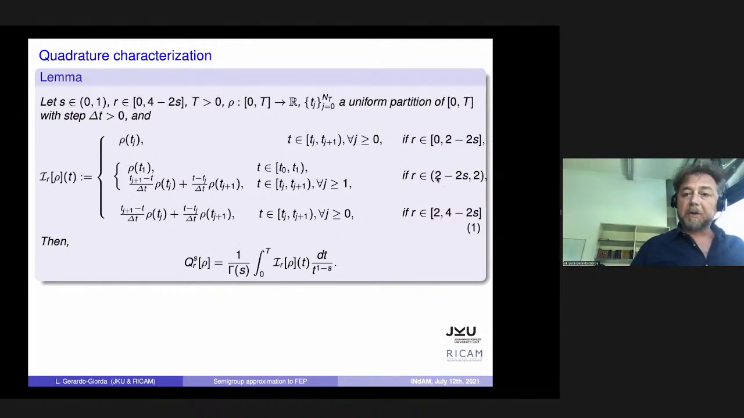While if we are between 2 minus 2s and 2, then in this case, we have the piecewise linear Lagrange interpolant. But when R is, sorry, no, sorry, this one, the 2, 4 minus 2s is the piecewise linear Lagrange interpolant, while here in between 2 minus 2s and 2, we get a special definition at the origin where we combine piecewise linear and piecewise constant interpolation, and that was done to obtain optimal convergence results.